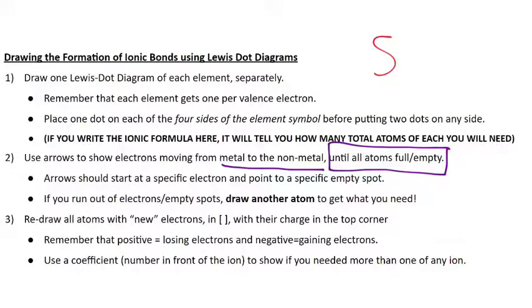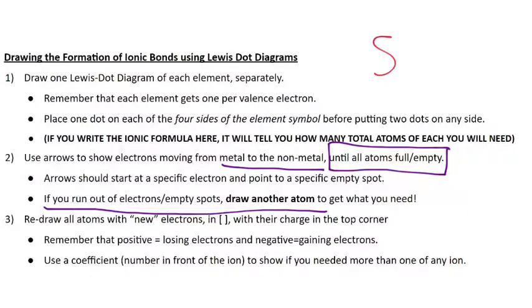And this is where I pointed out, if as we're drawing arrows, I don't get all my atoms completely full or completely empty, if I have some leftover spaces or some leftover electrons, then I'm going to have to draw another atom to get more of what I ran out of. And then finally, the arrows drawing didn't actually erase the dots and move them. We're just kind of making a plan there, drawing arrows, showing where the electrons are going to move.